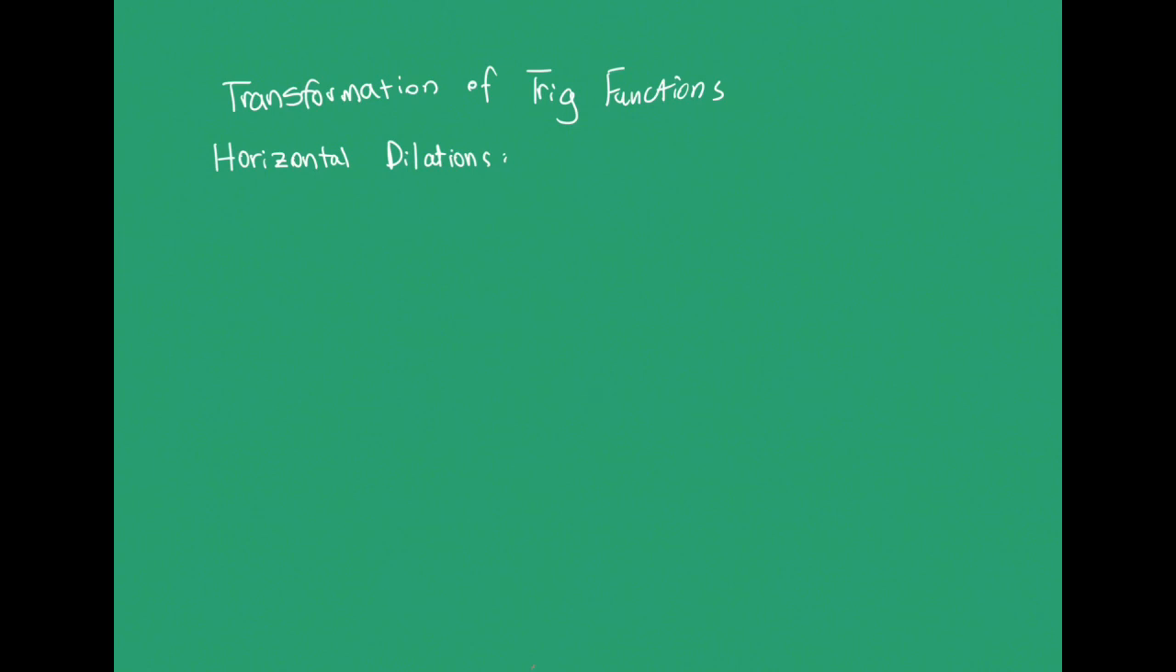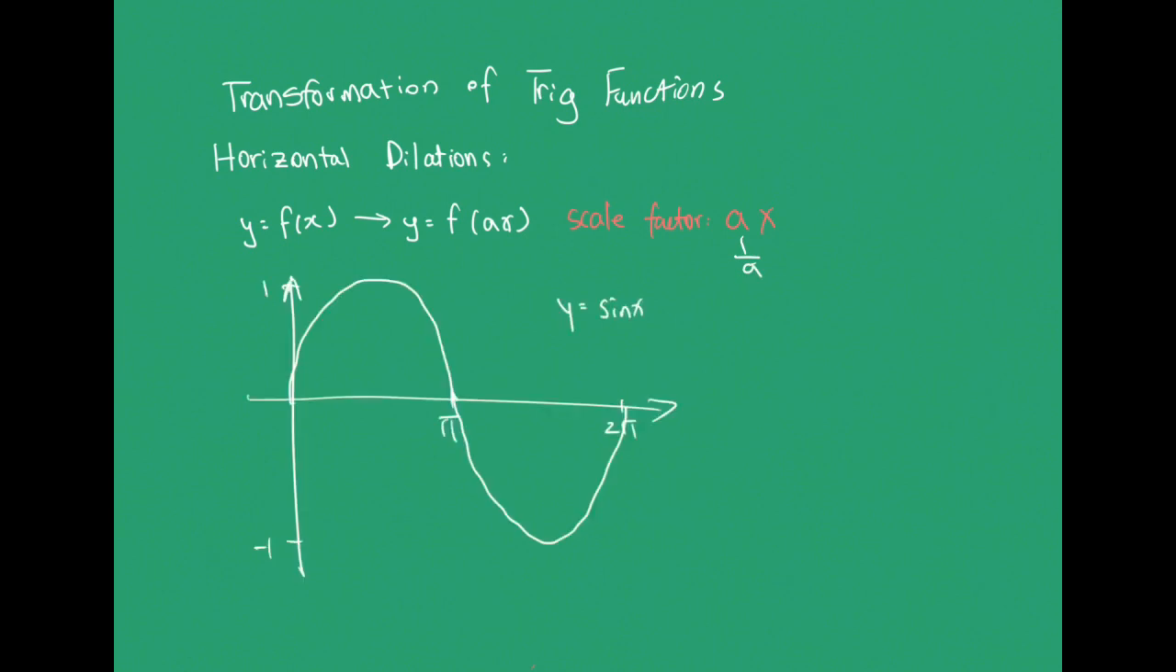Let's take a look at horizontal dilations now. So a horizontal dilation of y equals f(x) would be y equals f(a times x). In this case, the scale factor is not a, but 1 over a. Okay, the same example here, y equals sine x. If y equals sine x became y equals sine 2x, in this case, the graph will not stretch but compress. A new graph will look like this.